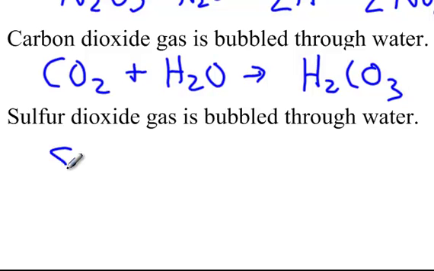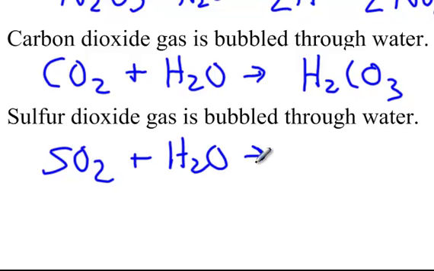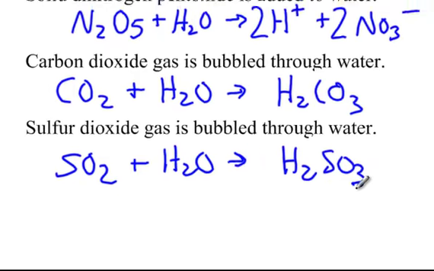We have sulfur dioxide gas, that's SO2, bubbled through water, H2O, and I'm going to get an acid. It might give you sulfuric acid. It's probably going to give you sulfurous acid, which is H2SO3. And why did we do that? It's a nice easy balance there. I don't need to do anything.